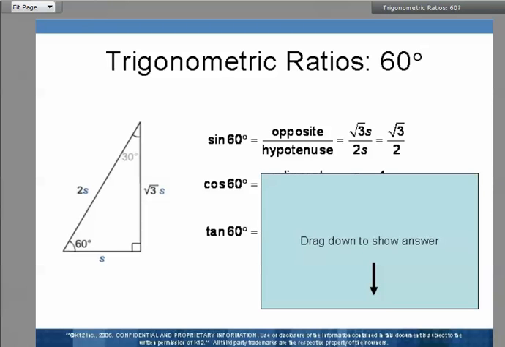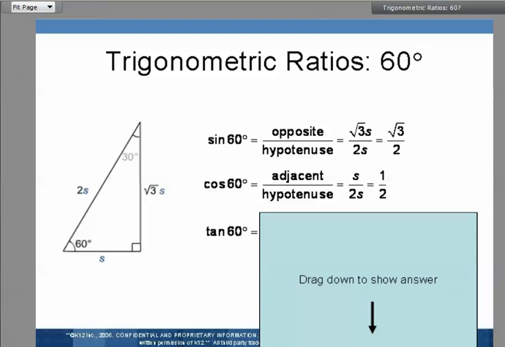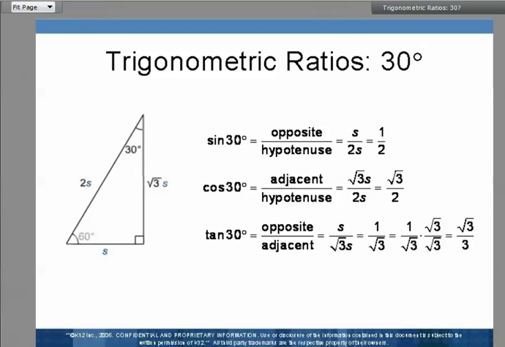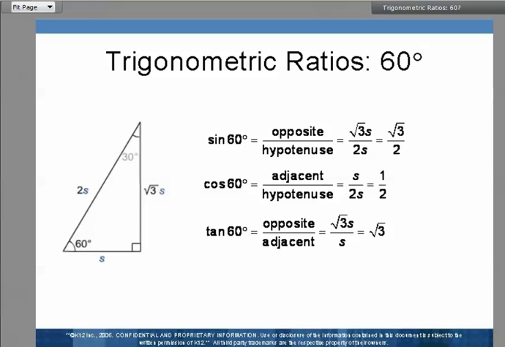Cosine, well, that is the adjacent, which is s, divided by 2s. That means it's going to be 1/2. How about the tangent? Well, the tangent of a 60-degree angle is the opposite, square root of 3 divided by s, or square root of 3. Well, that one didn't work out to be quite the opposite, did it? Because this one was square root of 3 divided by 3, and this one is the square root of 3. Hopefully you saw where I was pointing there.